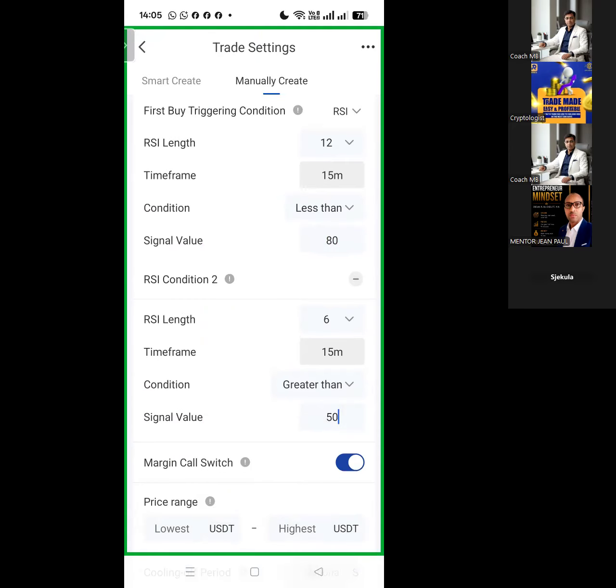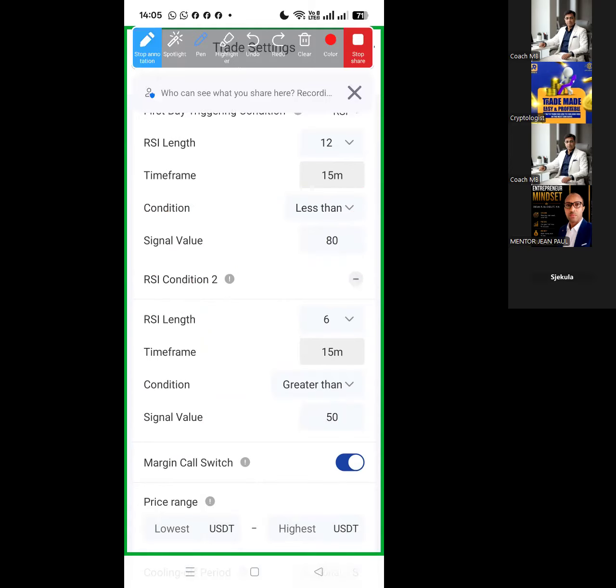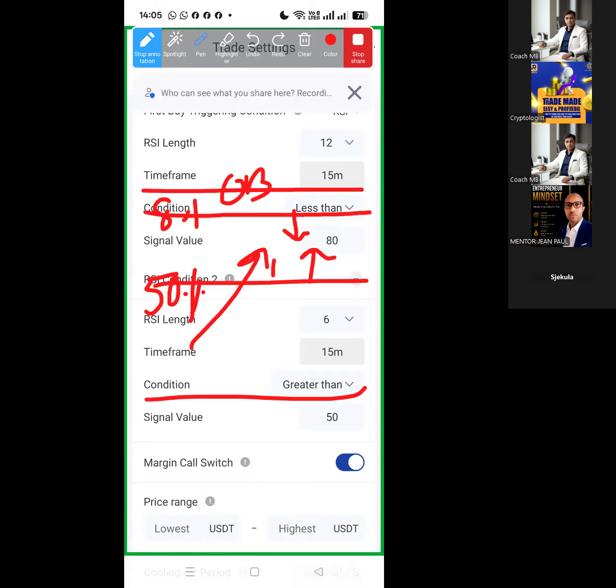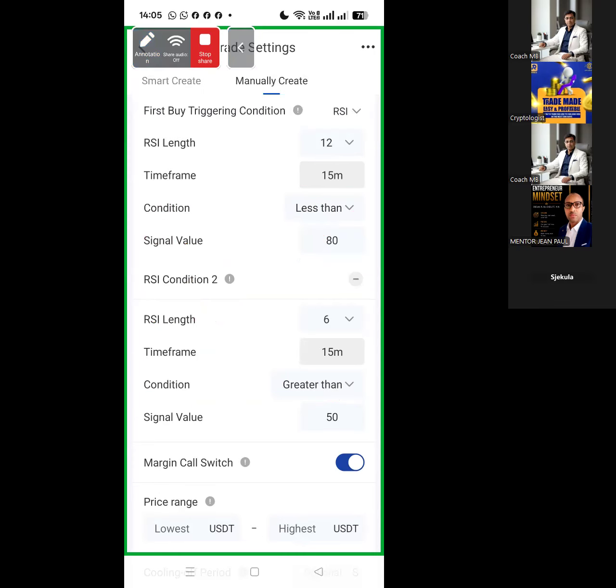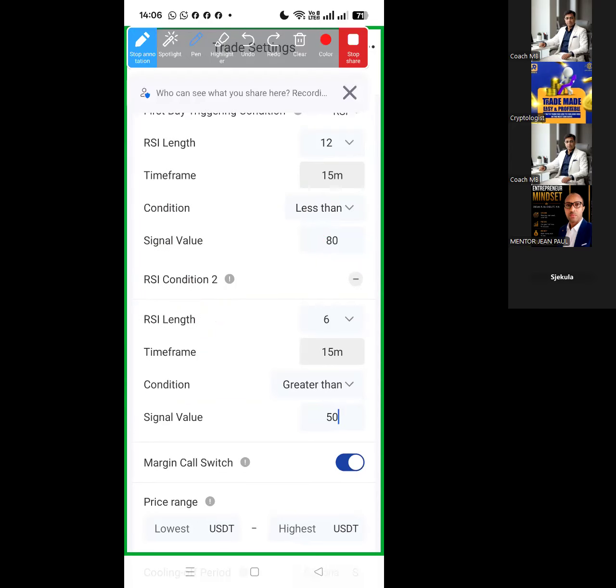In this way, I'm telling the robot that this is the setting for you. You can wait for the coin to pass the 50% level, right? It can go around 55%, suppose, but it should not buy above 80%, anywhere between 50% and 80%. So you don't want to buy a coin in an overbought area, but still you want to buy in an uptrend. So this can be another approach: less than 80 and greater than 50, right?